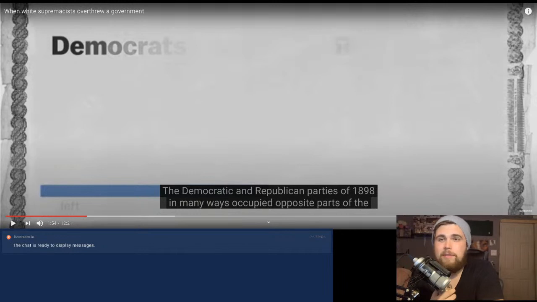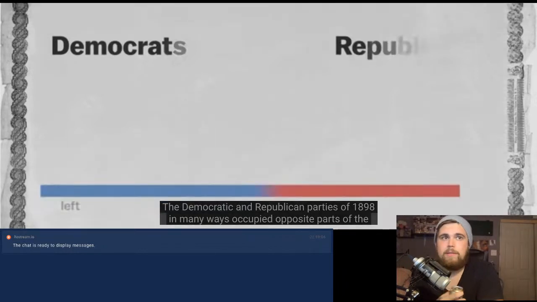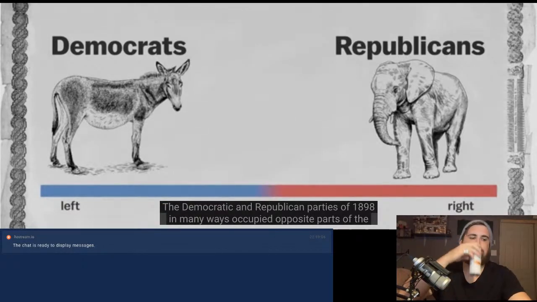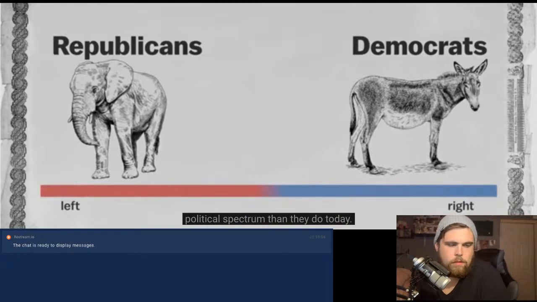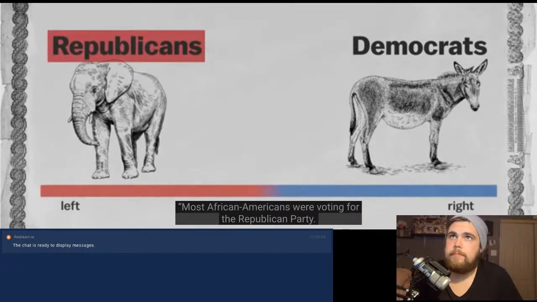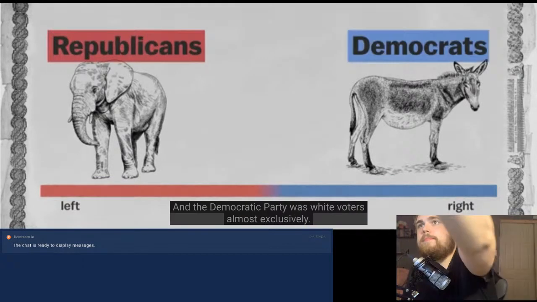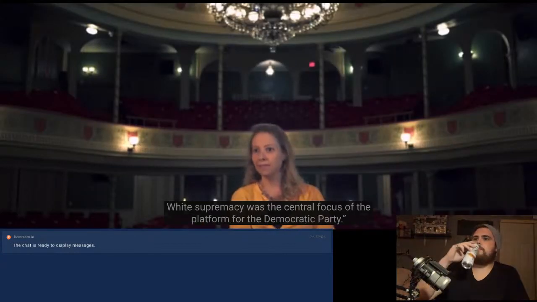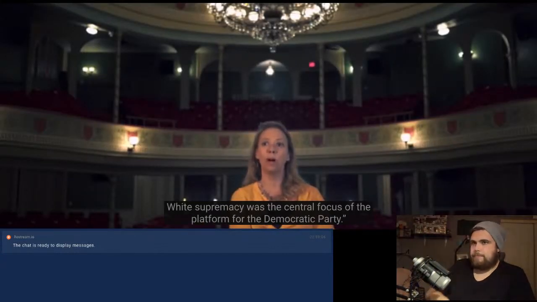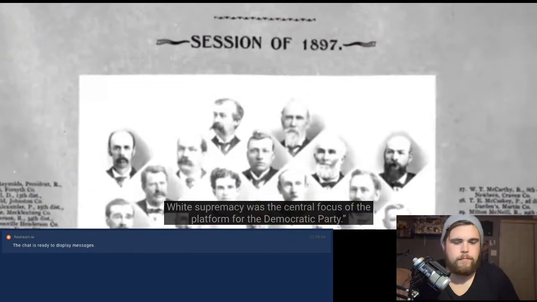It's fairly uncovered. Democratic and Republican parties of 1898 in many ways occupied opposite parts of the political spectrum than they do today. Most African Americans were voting for the Republican Party, and the Democratic Party was white voters almost exclusively. White supremacy was the central focus of the platform for the Democratic Party.